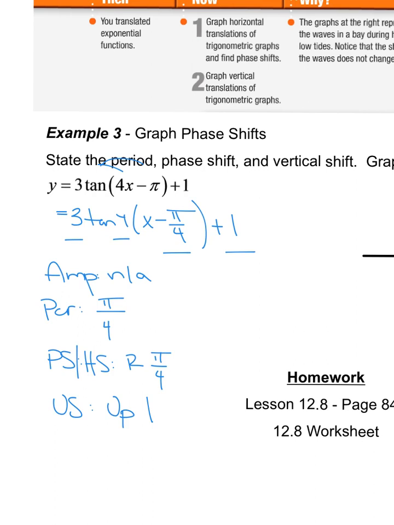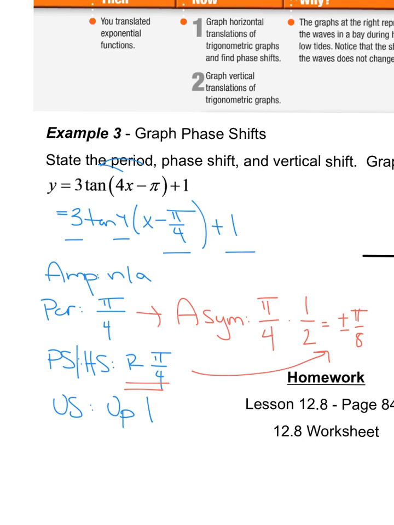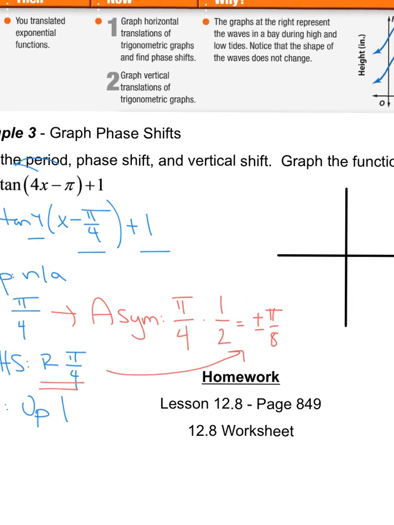Once we take care of all of those, the next thing that you want to do with your tangent graphs is figure out where your asymptotes actually lie. And if you remember before, we take our period and we split it in half. So our asymptotes would normally be at positive pi eighths and negative pi eighths. But remember, there's a phase shift. So we're taking our graph and we're shifting everything, including the asymptotes, right pi fourths.